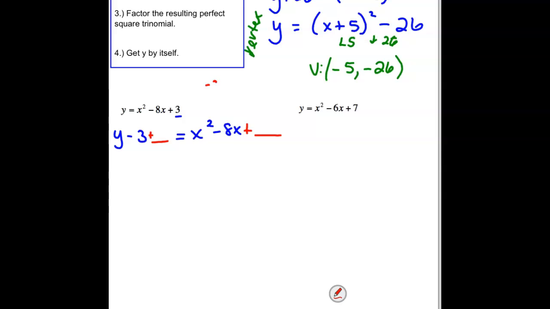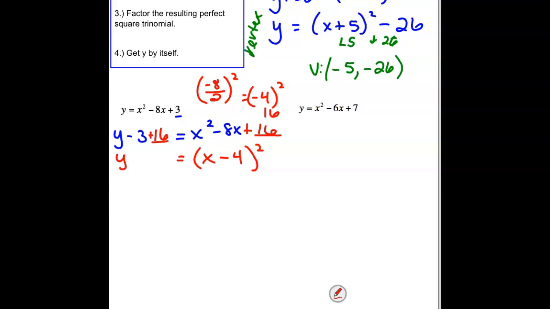So we take our -8, our b term, cut it in half, and square it. When we cut it in half, it's -4. Squared becomes 16. So 16 is my missing number. And the right side, remember, always factors down into x and then that half of b term. So half of -8 is -4. On the left side, we have y minus 3 plus 16 would be plus 13. And then once again, we can just subtract the 13 over to the other side.